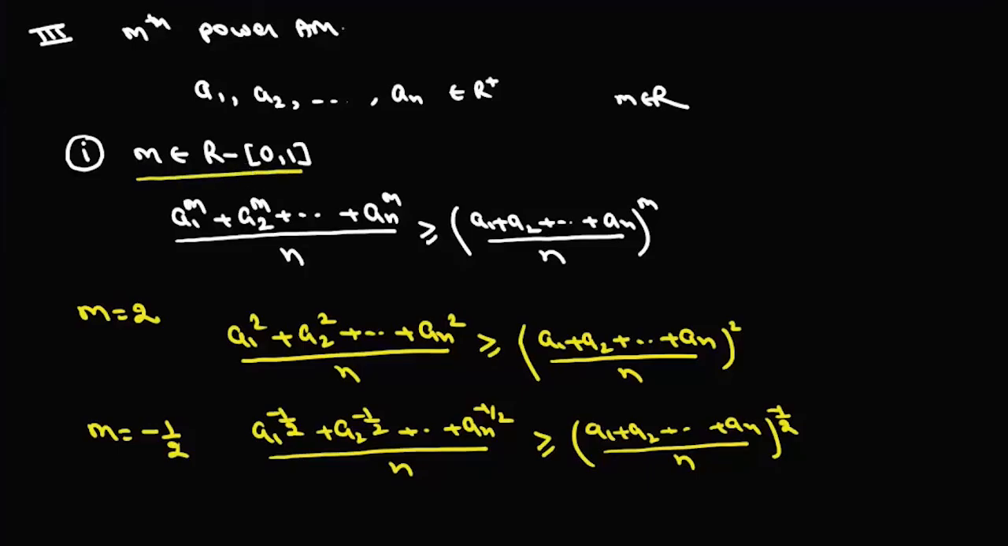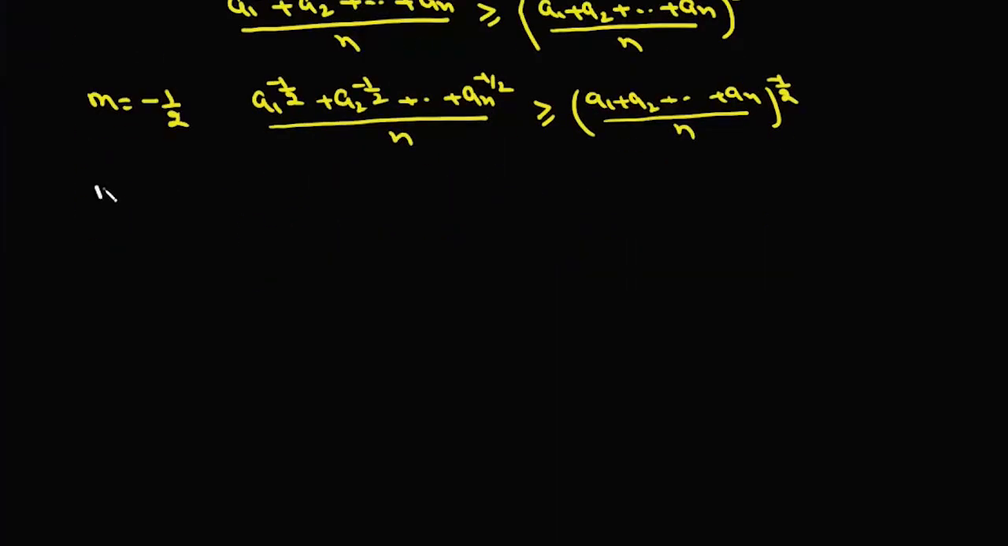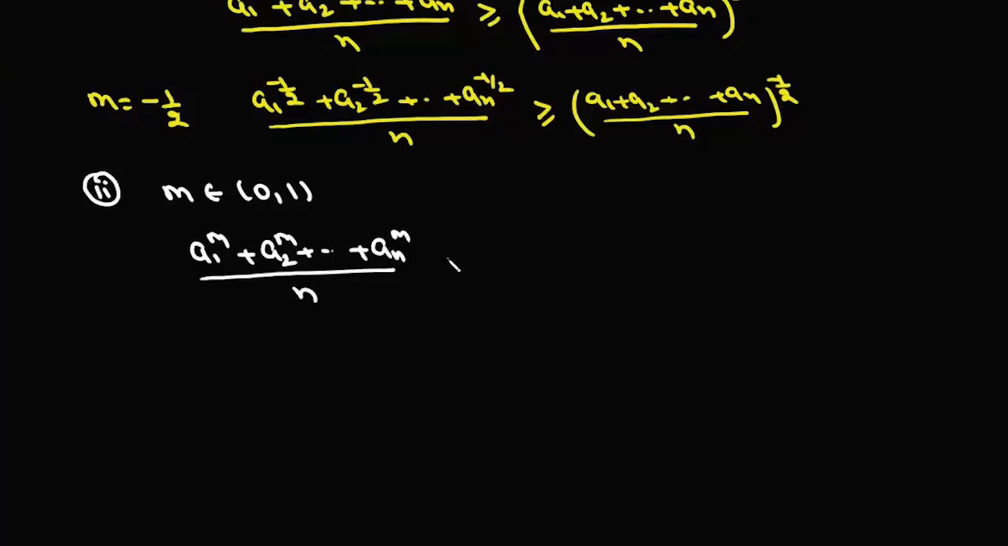Now we have the second case, when m lies between 0 and 1. In that case, the sign of the inequality reverses. So simply we can write a1 to the power m plus a2 to the power m up to an to the power m, whole divided by n, will be less than or equal to a1 plus a2 plus up to an upon n, whole to the power m. So if m lies between 0 and 1, then the sign of this inequality changes.